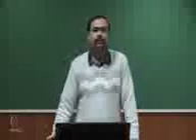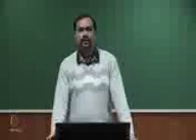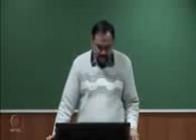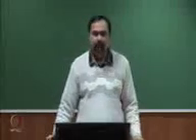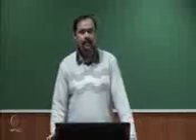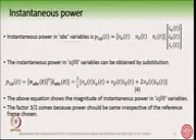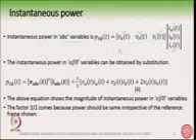Let us now go into power. How do we define power? The instantaneous three-phase power in ABC variables is VA times IA plus VB times IB plus VC times IC.